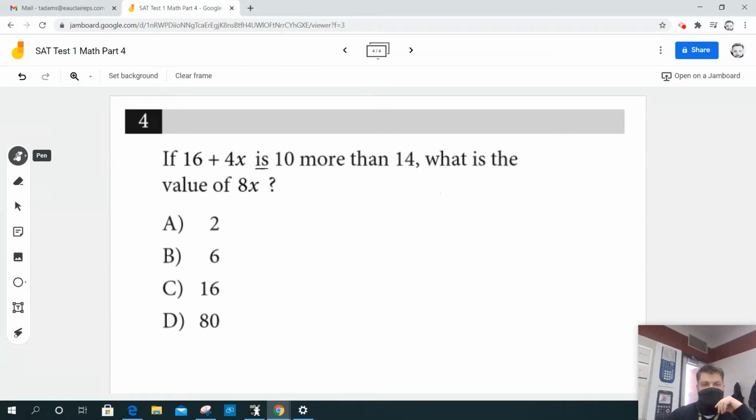So it says, if 16 plus 4x is 10 more than 24, what is the value of 8x? So this is cool. I think it should be like this: 16 plus 4x is equal, right, to 10 more than 14. In other words, 10 plus 14. So this would be 24, and then this would be 16 plus 4x.